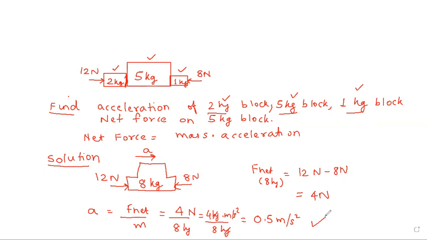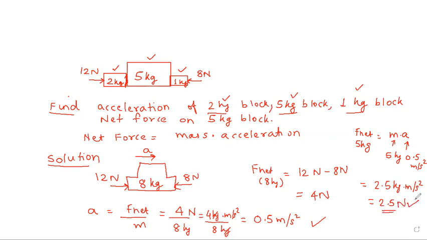Now what is asked is, what is the net force on the 5 kg block? So for finding the net force on the 5 kg block, I again use Newton's second law of motion. This mass is now 5 kgs. The acceleration of the 5 kg block, as we have calculated, is 0.5 meter per second square. So this becomes 5 into 0.5, which is 2.5 kg meter per second square, which is nothing but 2.5 newtons. So this is the answer.